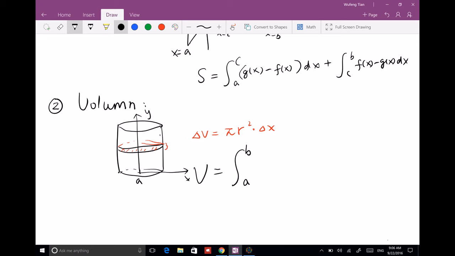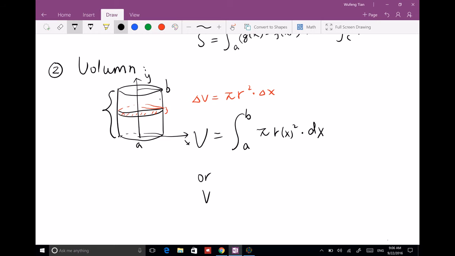Okay, you are taking the derivative with respect to height. This is the boundary, this is the boundary point. Okay, so from a to b of pi r(x) squared. Sometimes r is changing. This one, the r is not changed, so r could be changed sometimes. R squared times dx. Or sometimes V equals the integral from a to b of pi r(y) squared. It could be a function of y, but you just have to make sure it's the same. Okay, they're the same.